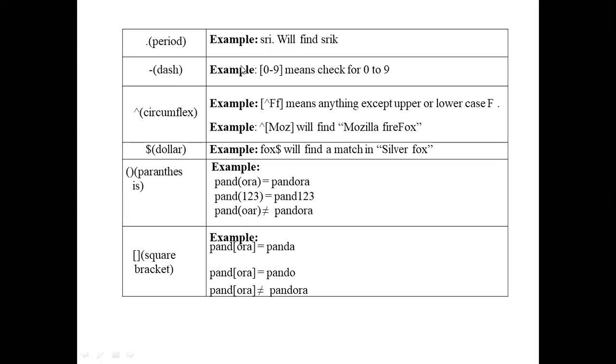Next one, dash. The dash inside the square bracket is used to define the range. So here 0 to 9 means it checks for 0 to 9. It takes the range from 0 to 9.